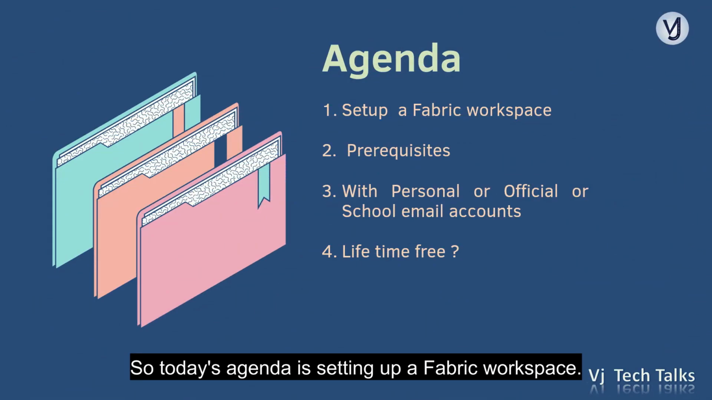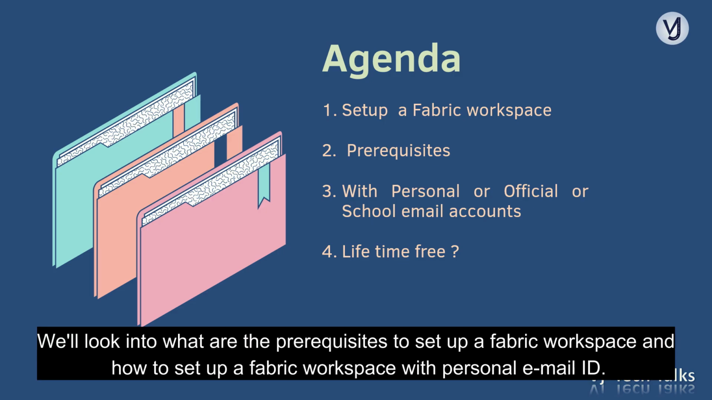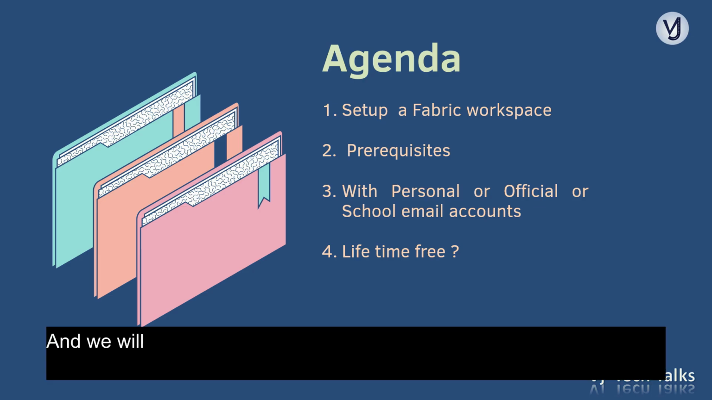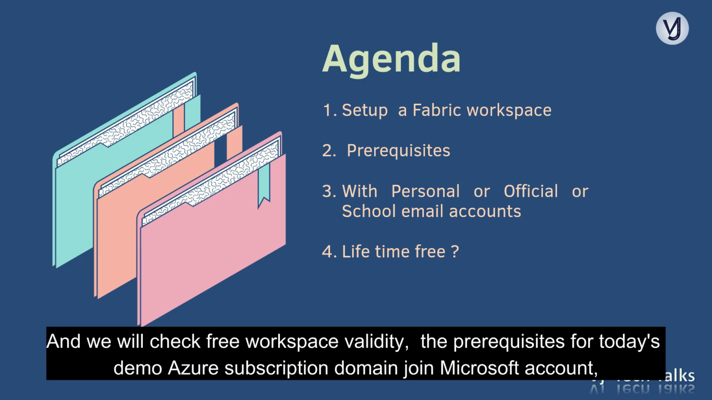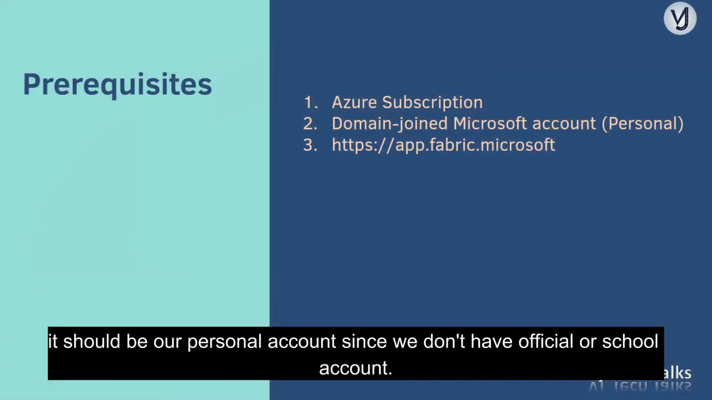So today's agenda is setting up a Fabric workspace. We'll look into what the prerequisites are to set up a Fabric workspace and how to set up a Fabric workspace with a personal email ID. And we will check the free workspace validity. The prerequisites for today's demo: an Azure subscription, a domain-joined Microsoft account. It should be our personal account since we don't have an official or school account.